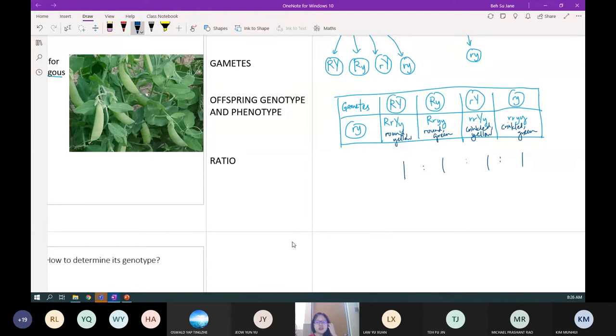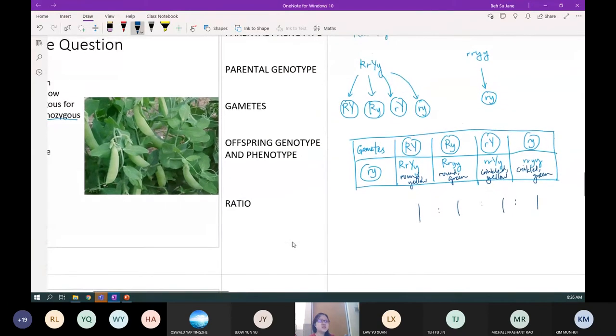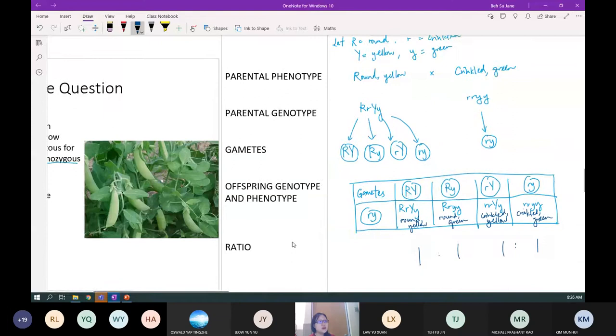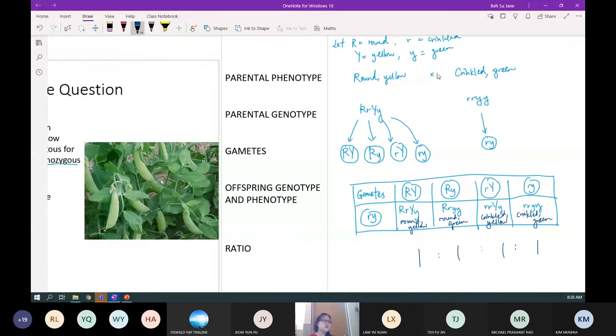In the exam, the gametes need to be circled in the table. Yes, your gametes all need to be circled in the table and outside the table. Both also have to be circled. Okay, don't forget the cross as well here. Very easy to miss. This little cross.